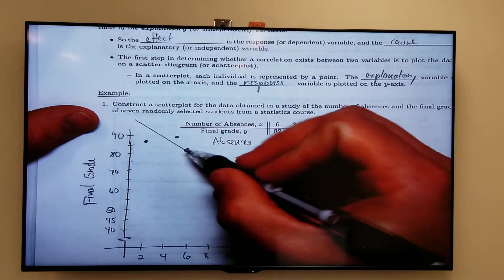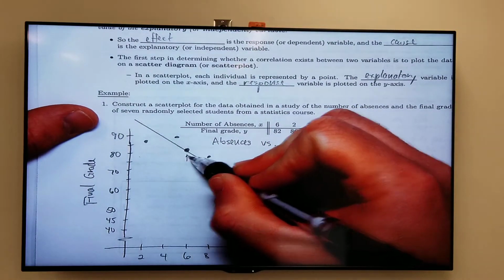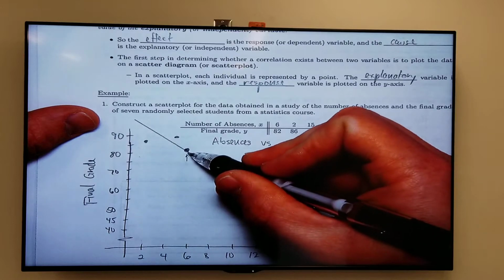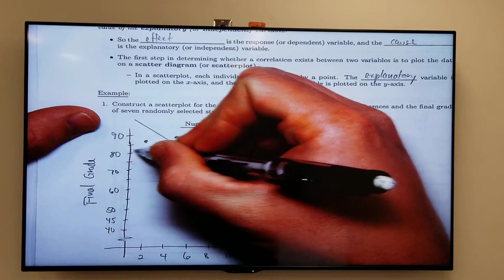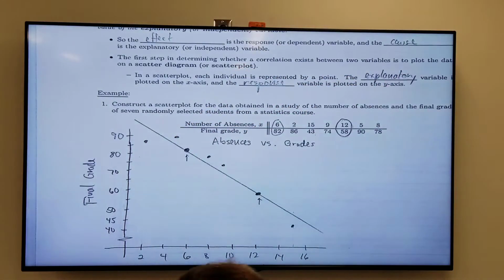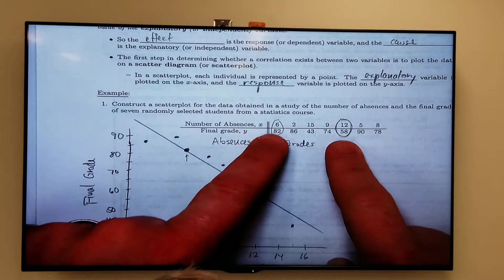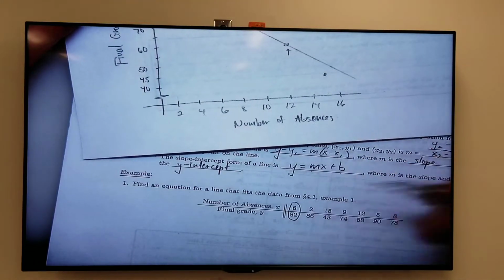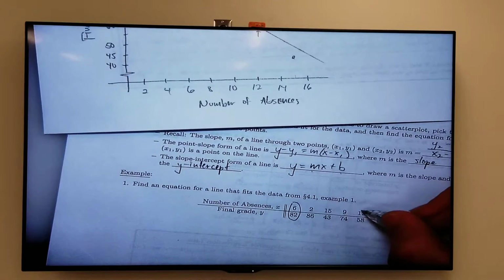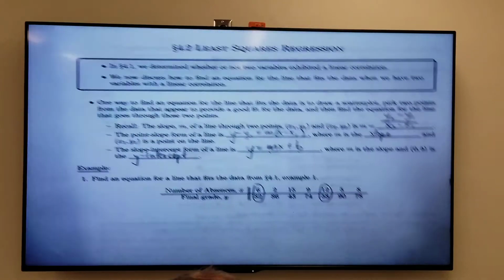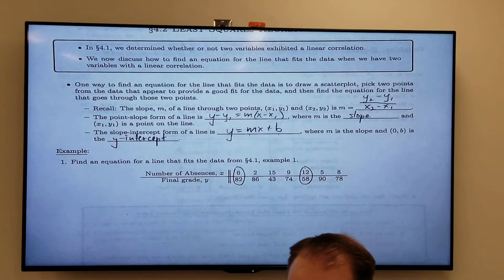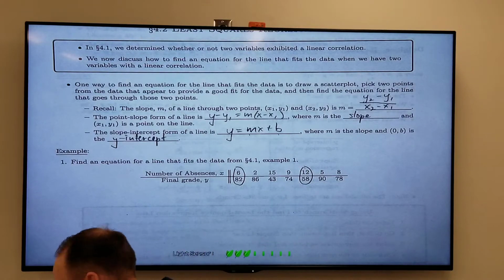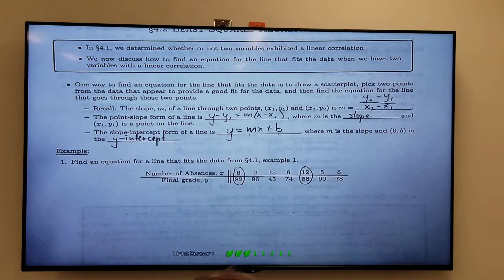1258. This point right here looks like it has an x-coordinate of 6. So I'm guessing it's the point 682. That looks about right. So that's the point 682. So those are the 2 points that I'm going to use. 682, and 1258. Okay. So those are the 2 points that I'm going to use to try to come up with an equation for a line that fits this data pretty well.